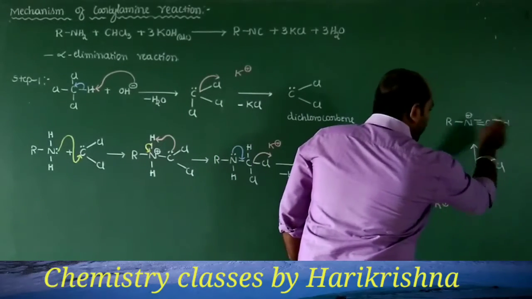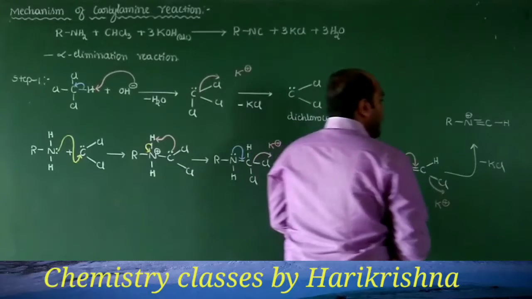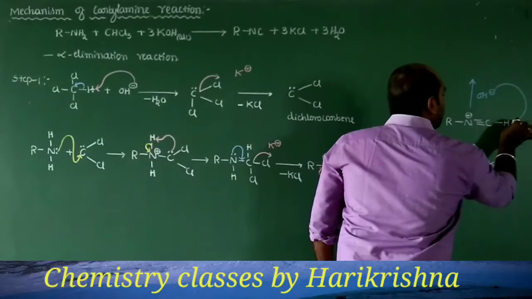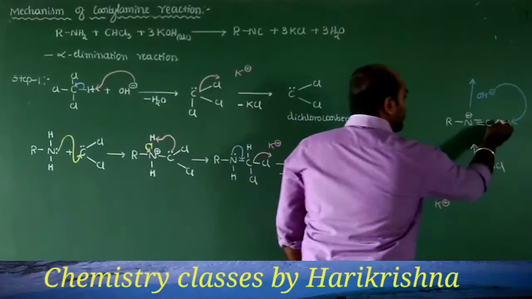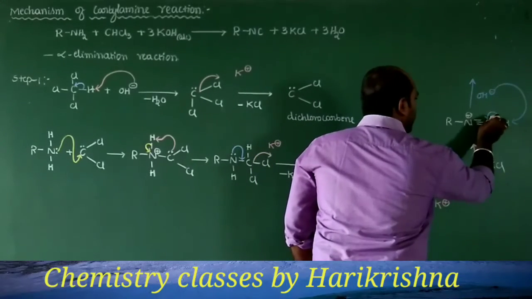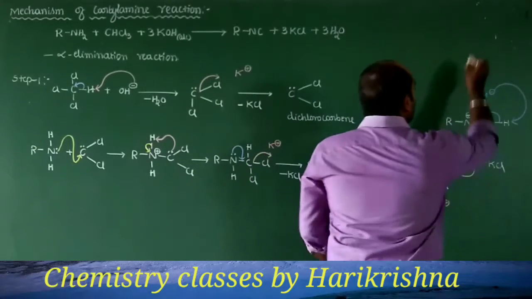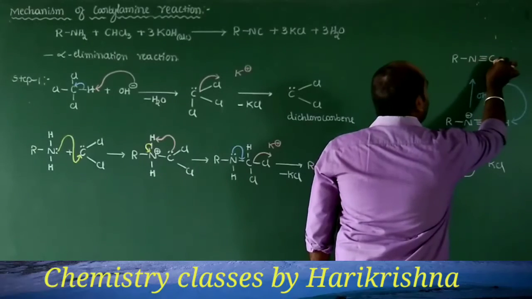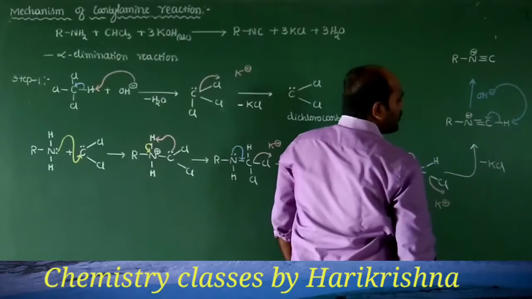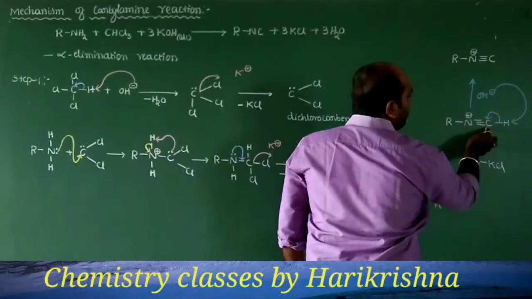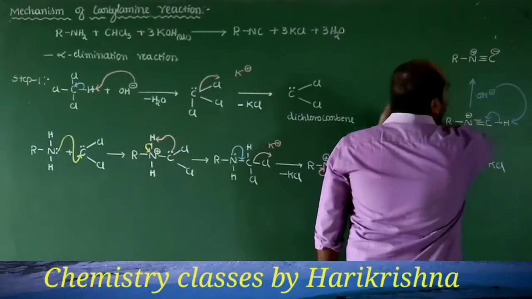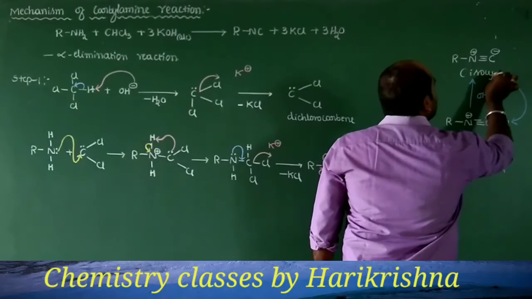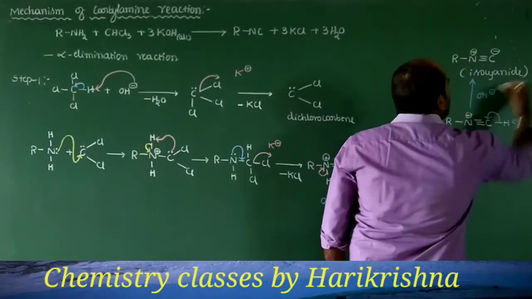But now this H is left as it is, and it comes in contact with OH minus. This OH minus will pick the hydrogen, so that the bond pair of electrons will shift onto the carbon atom. So finally we get R, N, triple bond, C. There is a positive charge on the nitrogen atom, and due to the shift of this bond pair of electrons onto carbon, a negative charge develops, so that we get the isocyanide as the final product.